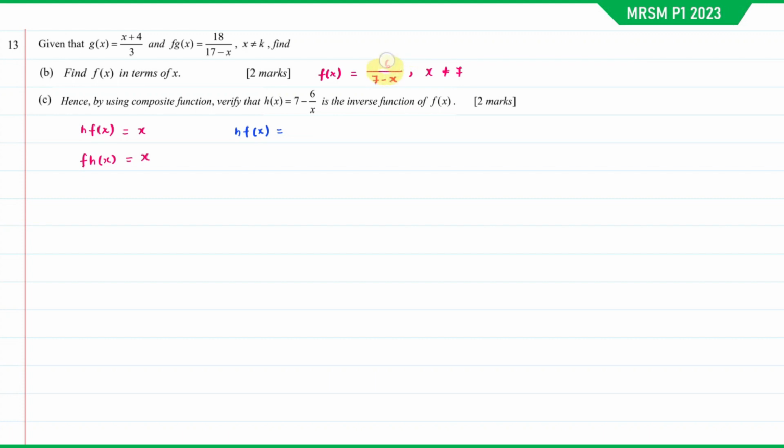We are going to input the function f into the function h at the x here. We're going to get 7 minus 6 over (6 over 7 minus x). So for this part, this is equal to 6 times (7 minus x) over 6. Here we can cancel the 6. Next, we're going to get 7 minus 7 plus x. Then the answer is equal to x.